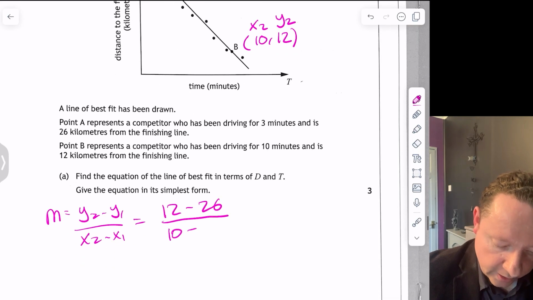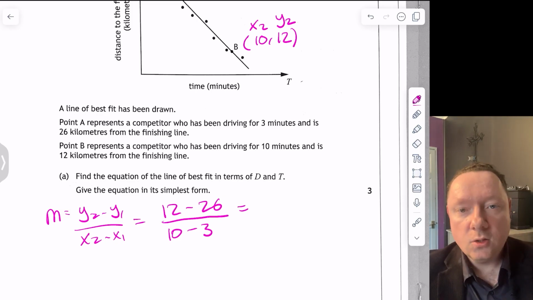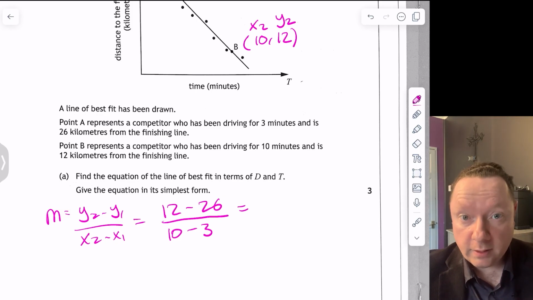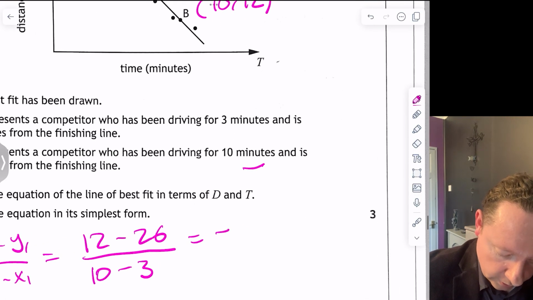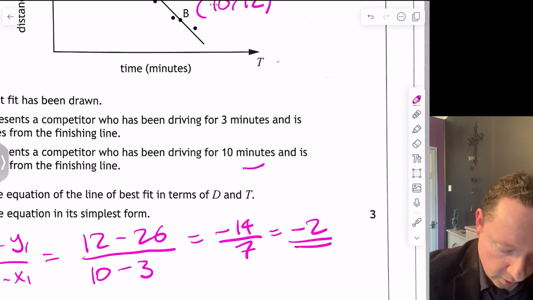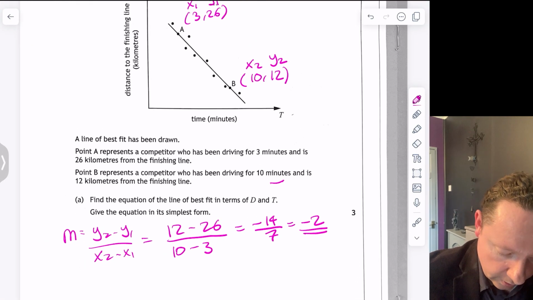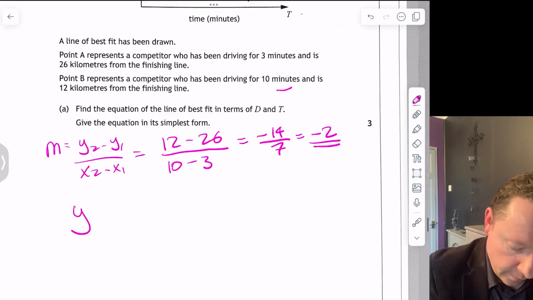And I'm expecting a negative answer because it's sloping down. So 12 minus 26, 12, 22, 23, 24, 25, 26 is 14. So I've got minus 14 all over 3. 10 minus 3 is 7. That is minus 2. And now the equation I use is always y minus b equals m(x minus a).